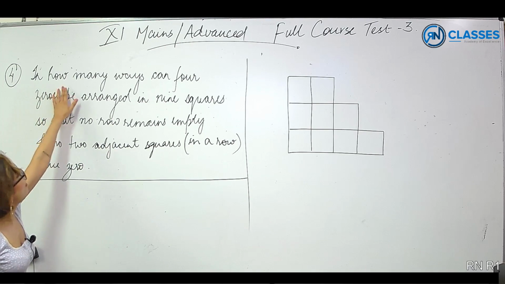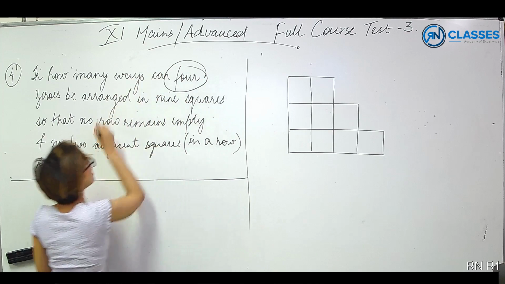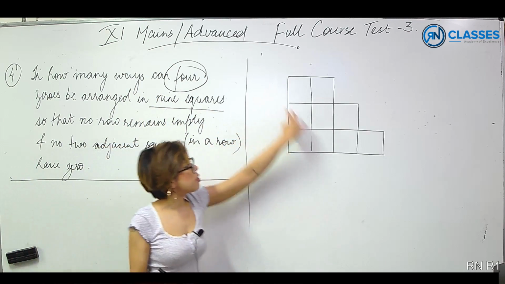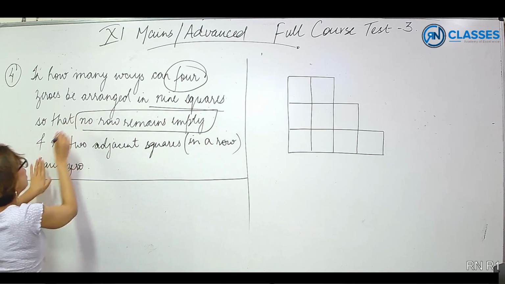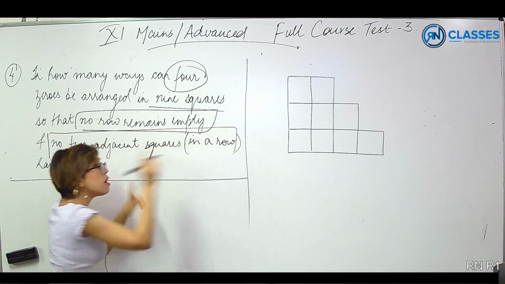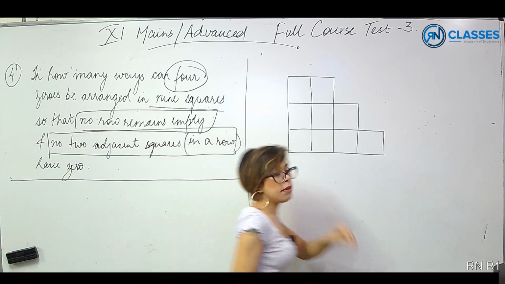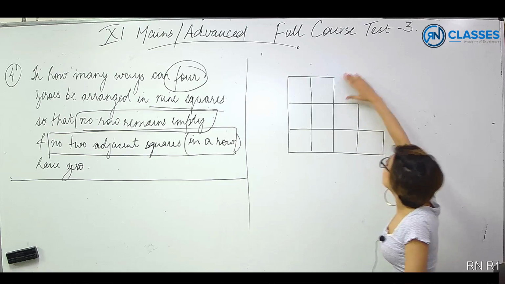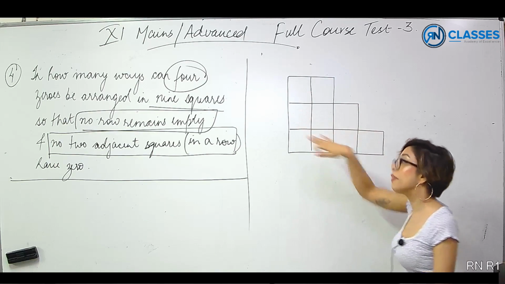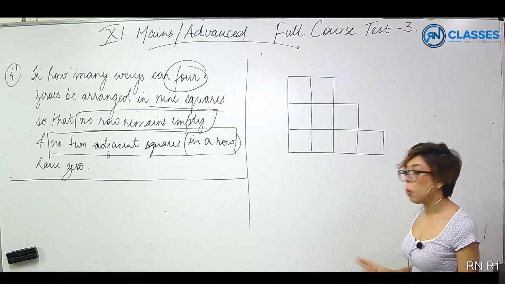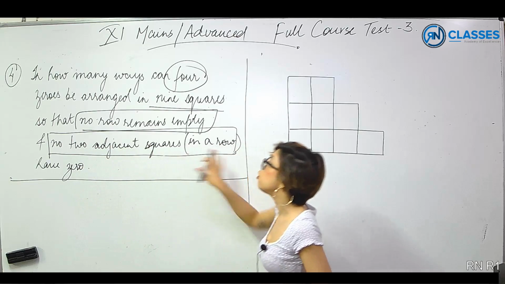Now, he says in how many ways can 4 zeros be arranged in these 9 squares, as you can see, so that no row remains empty and no two adjacent squares in a row have 0. Now, no row remains empty. That means something should be here, something should be here, something should be here. Obviously, this is a row, this is a row, this is a row. Hoping that you know what a row is. Okay. Then he says no two adjacent squares in a row have 0.